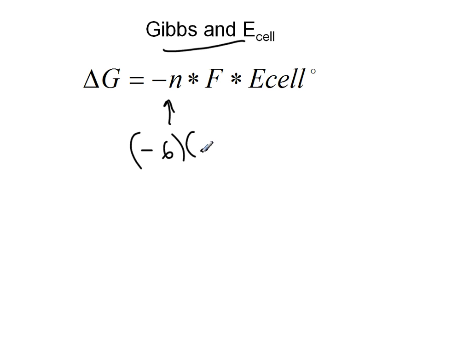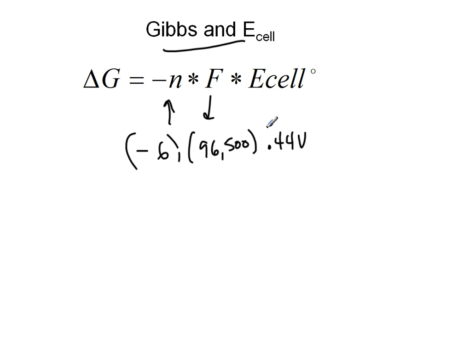Oops, I'm going to move that over. I put that in the wrong spot. So I'll move that. And then finally, if I look right here, actually Faraday's constant, which is listed in your book, you don't have to memorize it, 96,500. My E cell value from that example was 0.44 positive. So ultimately this is going to kick out delta G.